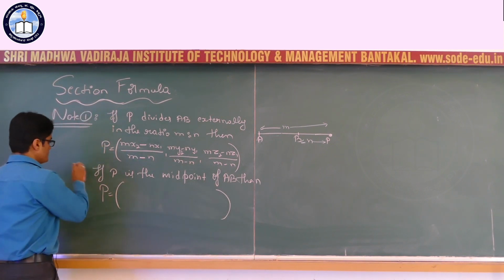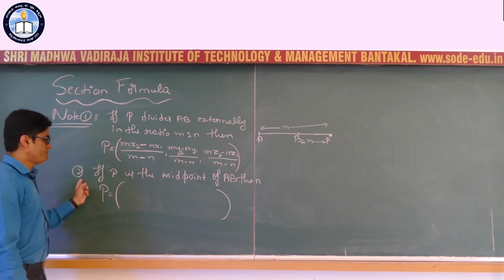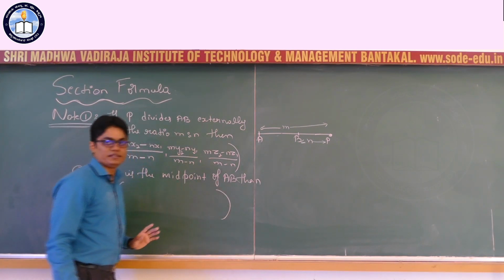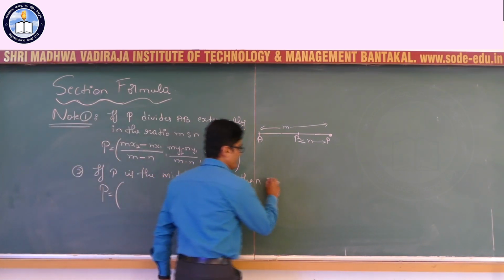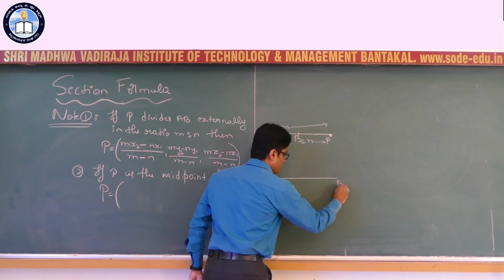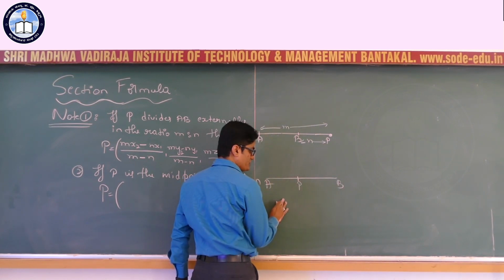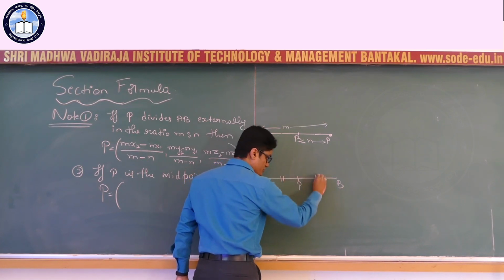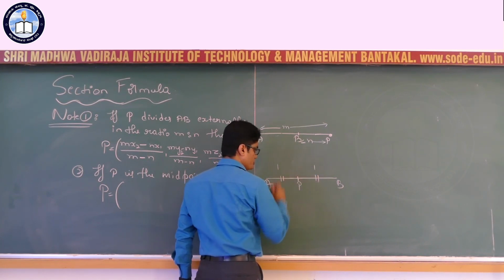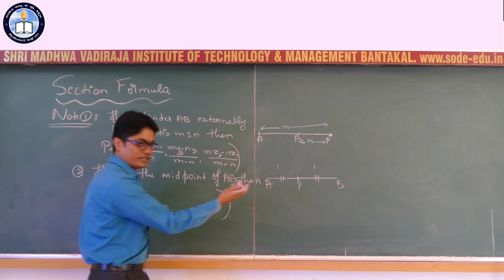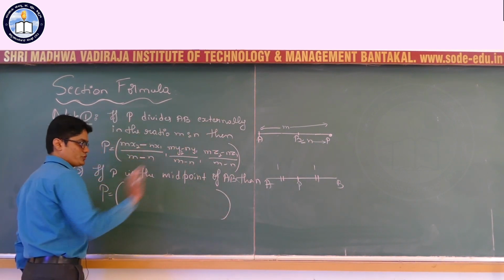So, can you remember these formulas? Second note. If P is the midpoint of AB, then P must be between A and B, there is no confusion. Then what is special about this? This ratio is equal to this ratio. That is, it can be 1:1, 2:2, m:m, n:n, but the ratio will be the same.